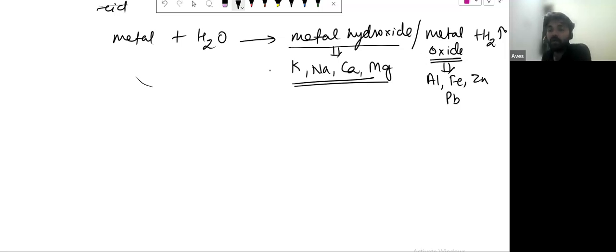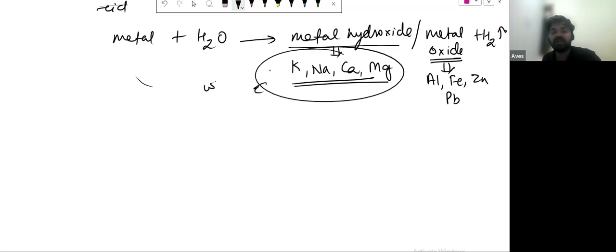Why do these four metals form hydroxide? Dear students, tell me. Is there anyone in the class who can tell me? Okay, because they are more reactive. Yes, they are more reactive.